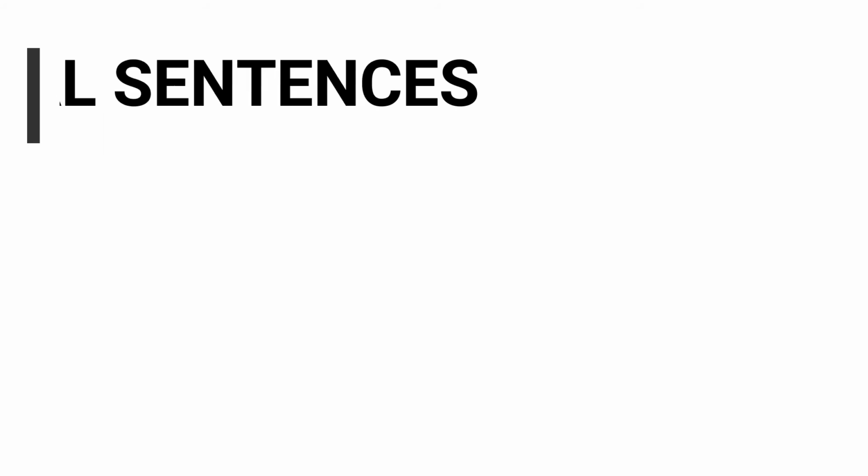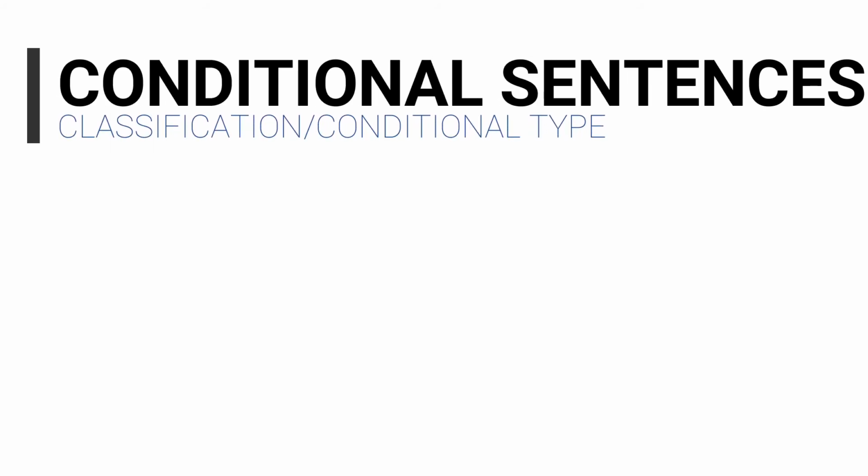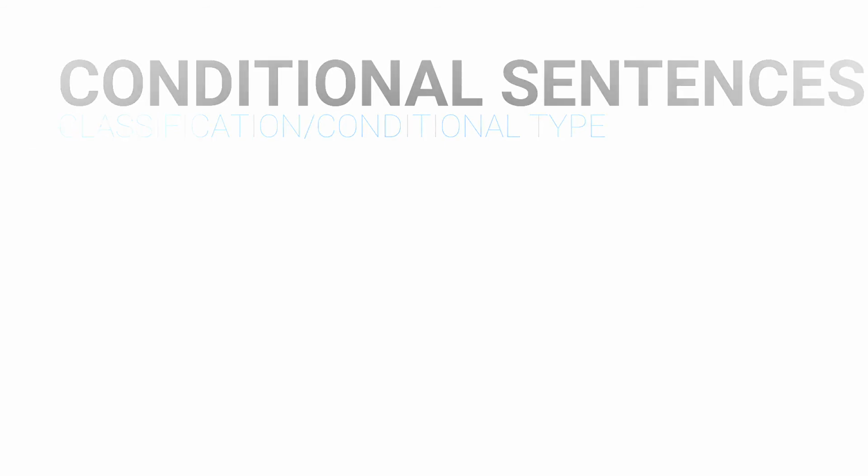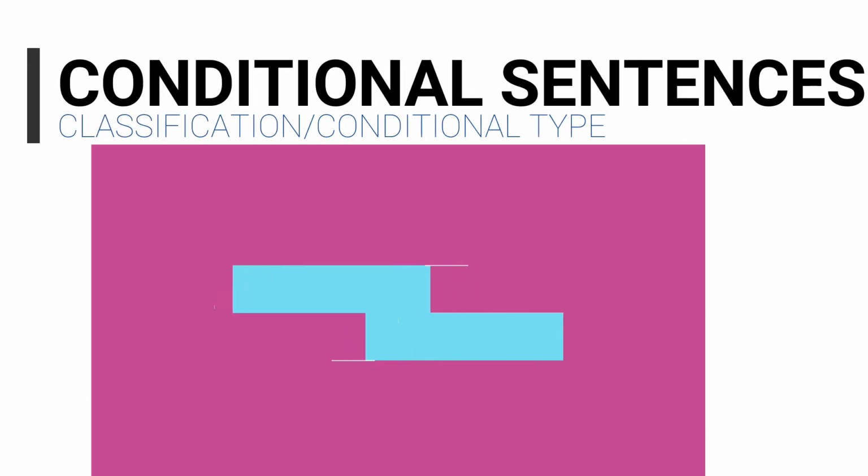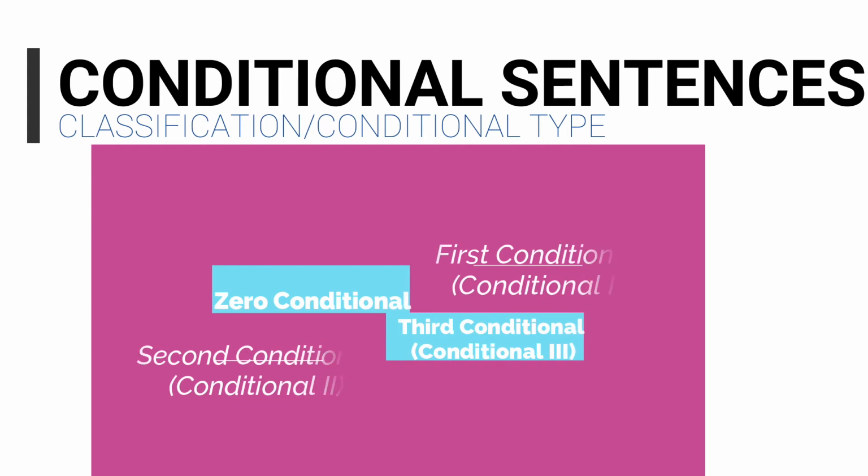In English language teaching, conditional sentences are often classified under the headings zero conditional, first conditional or conditional 1, second conditional or conditional 2, third conditional or conditional 3.